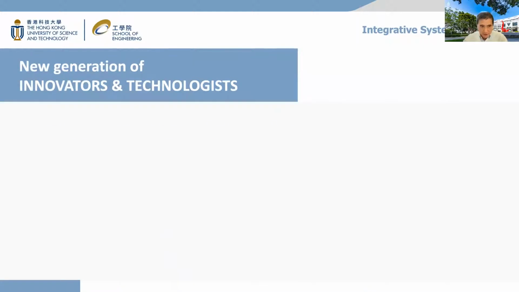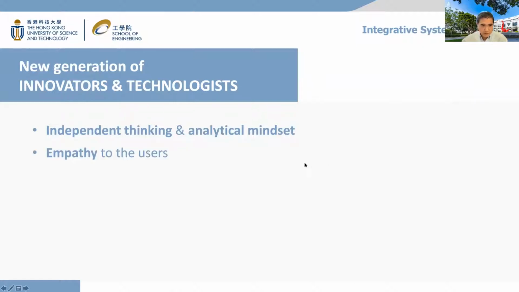With that, we think the new generation of innovators and technologists have to have the following attributes. They need to be independent thinking, with an analytical mindset. Also, one of the important things is empathy for the user. That means they need to understand their target group of users, think from their angle, and also have global visions. And one very important part is how to identify problems. We don't only come here to solve problems, but more importantly, to identify which problem we solve, what is the most important problem.